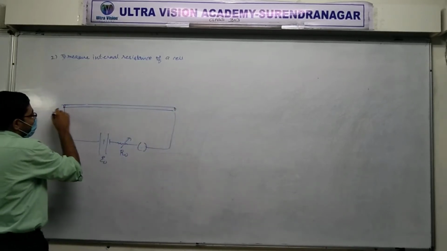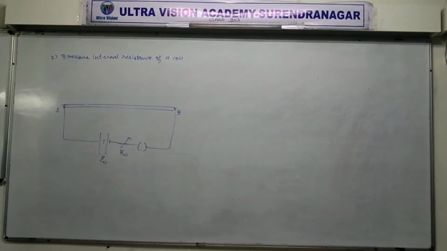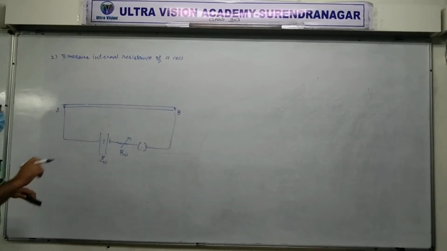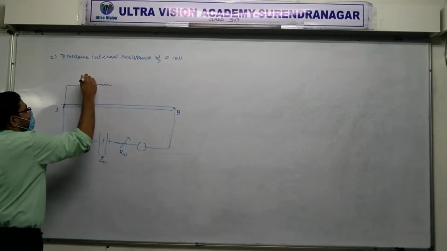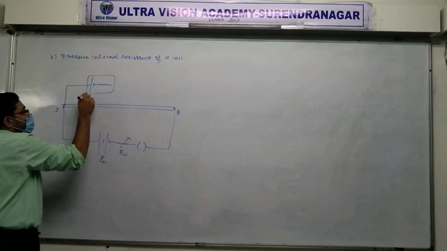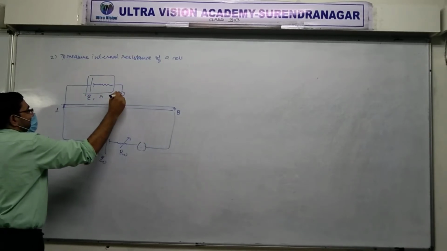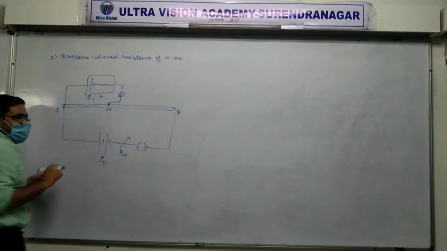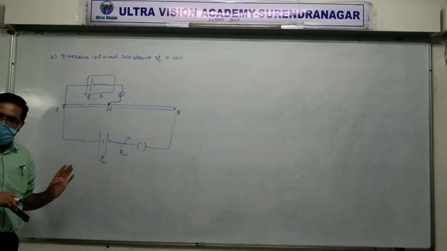Yes or no? Yes. Do you remember this? Sure. So first of all, we will draw two diagrams. One directly. That is, first we connect a cell whose internal resistance we want to measure. And here is a galvanometer, and then there is a jockey, and we find the null point.